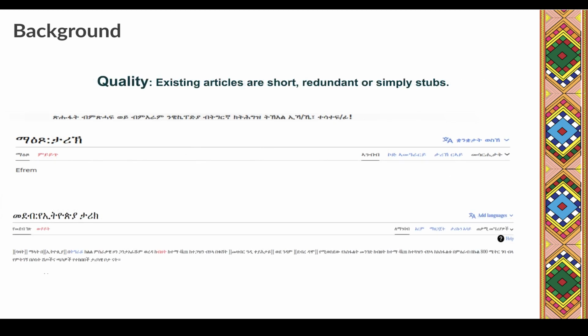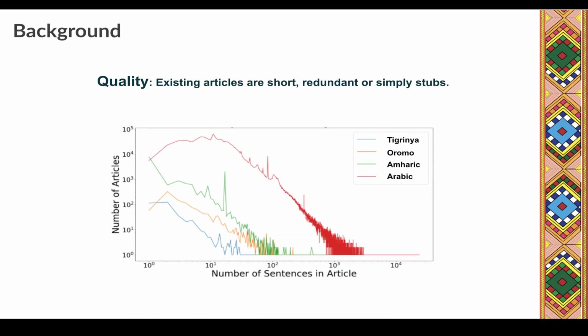Low-resource language Wikipedia also suffers in terms of quality. First, we see a screenshot of an article in Tigrinya Wikipedia with the title History that has one word, the name of an individual. The second screenshot shows an Amharic Wikipedia article for the title Ethiopian History, which is one long sentence describing the location of a town in the Tigray region.